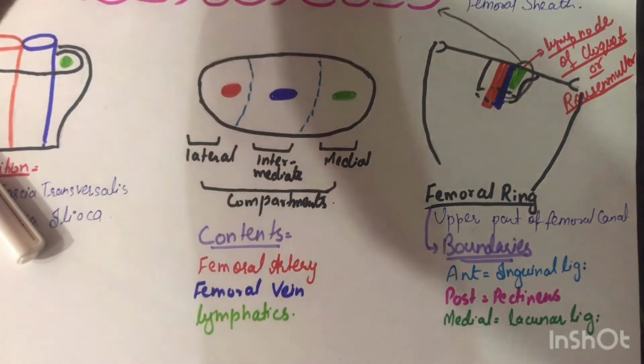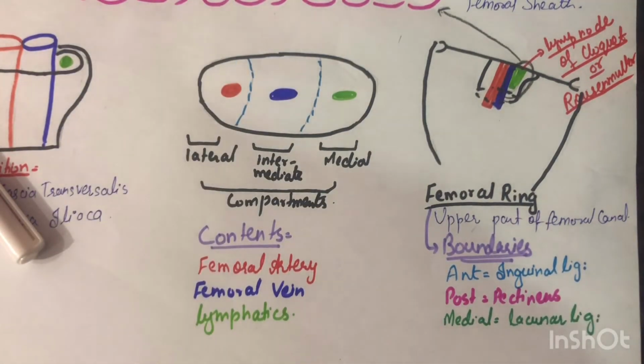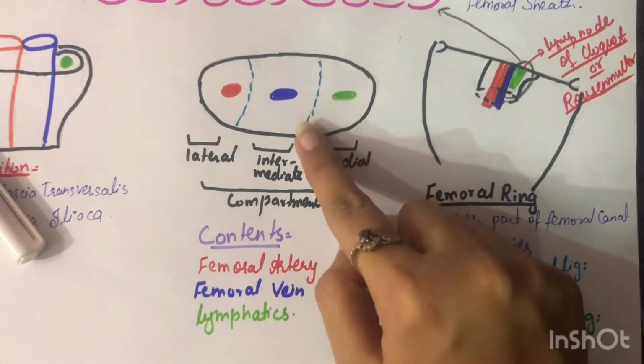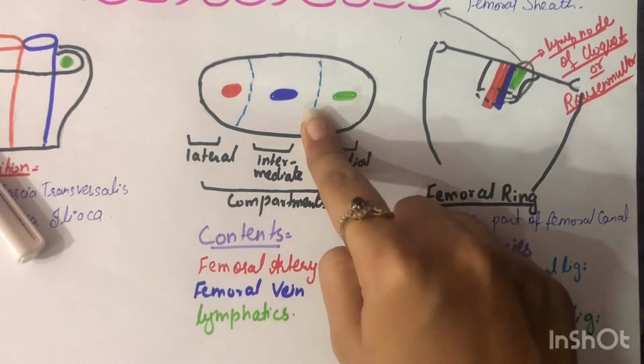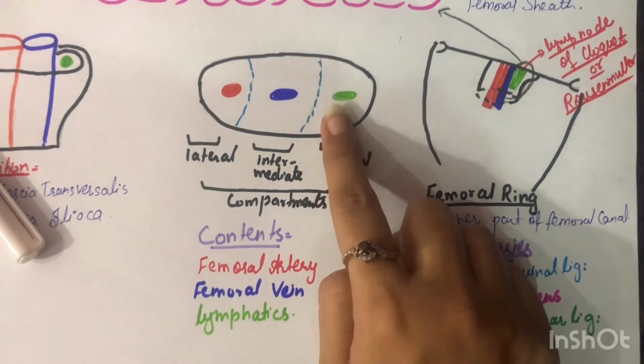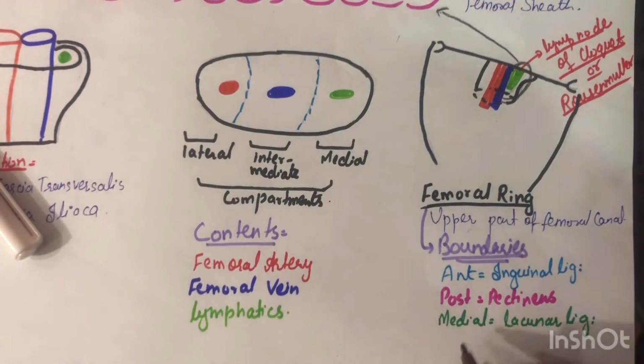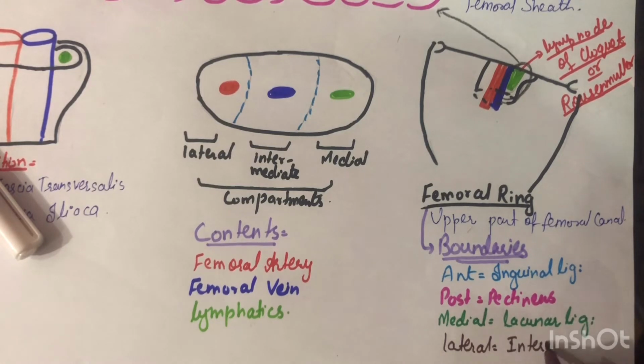Then we have our last one, that is the lateral boundary. The lateral boundary you can see here, it is formed by the intramuscular septa. So it is the femoral intramuscular septa. So let me write here: lateral boundary, intramuscular septa.